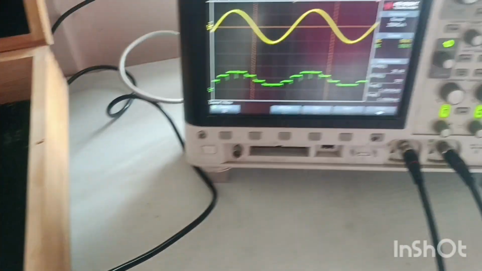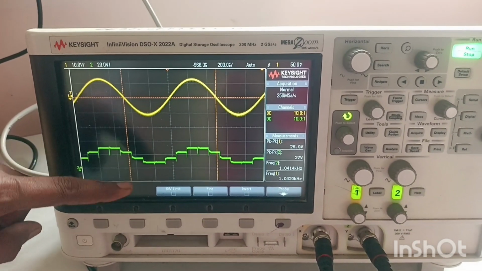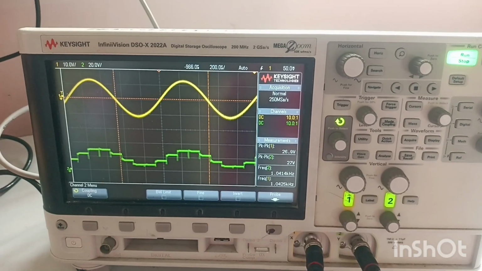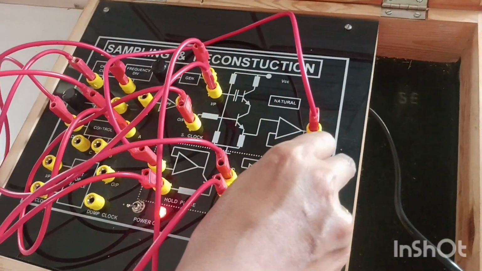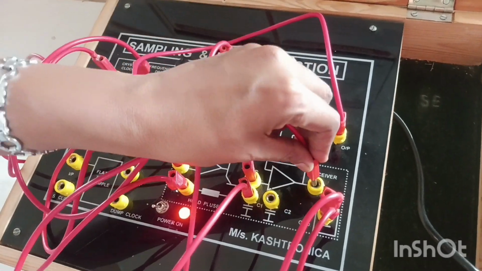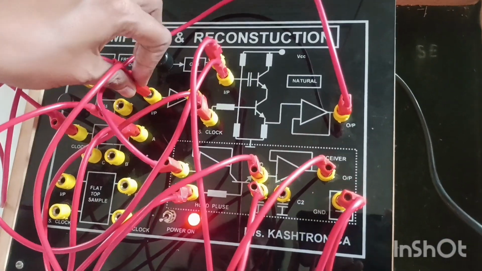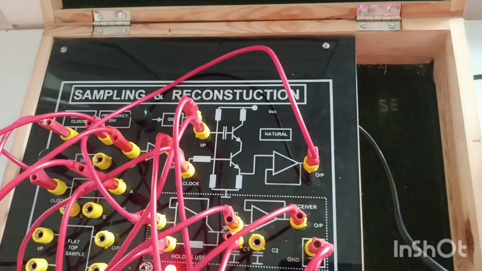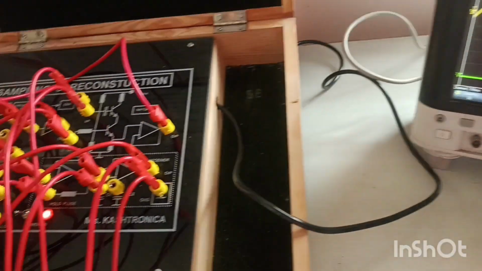We can observe the waveforms on the DSO. You can see that this reconstructed signal has some distortion. So to remove this distortion, again we have to connect the output of the reconstructed signal to the input of the low pass filter. So I am connecting it here to the input of the low pass filter. Then I will observe the output of the low pass filter. Now this will be the perfectly sampled signal on the DSO.